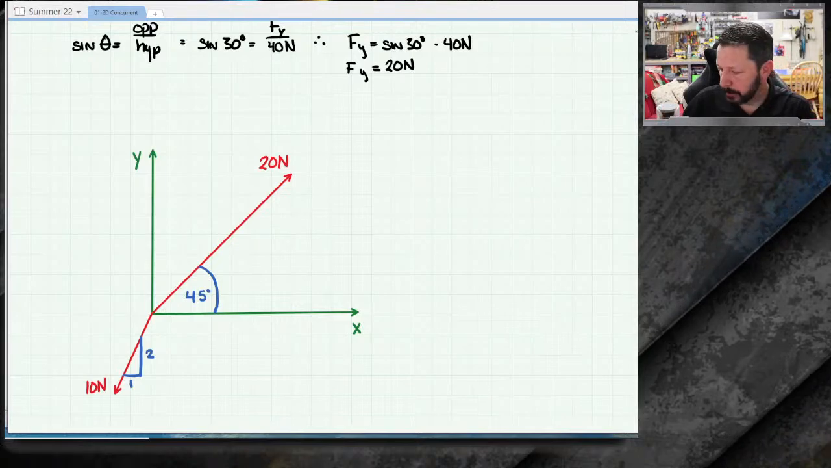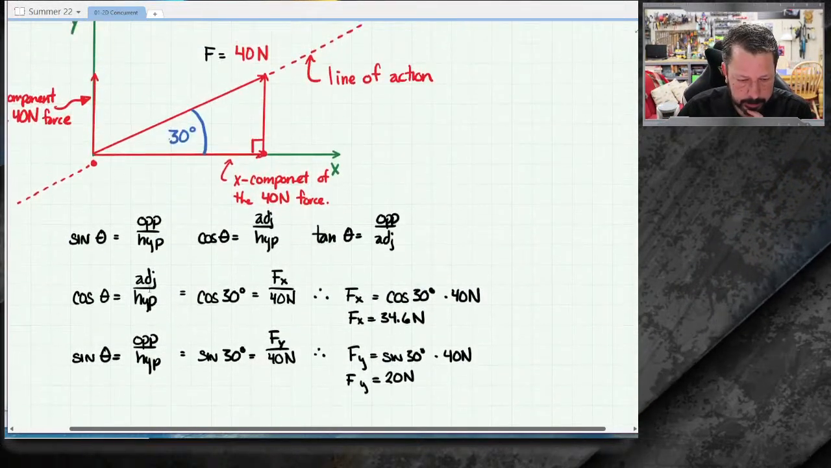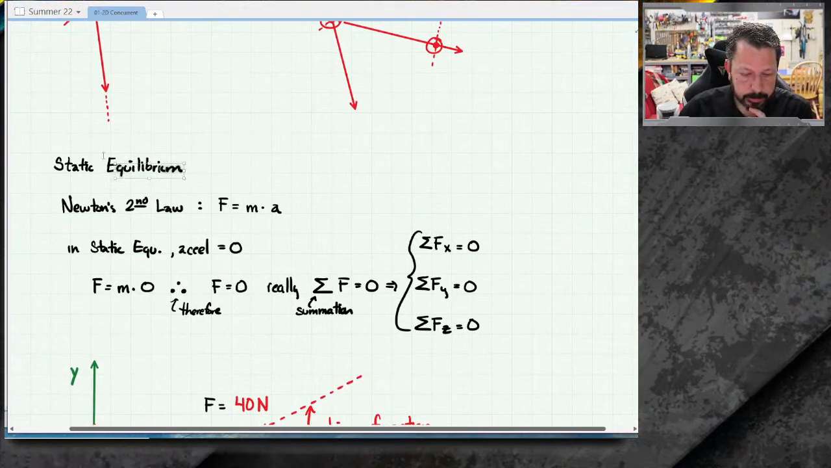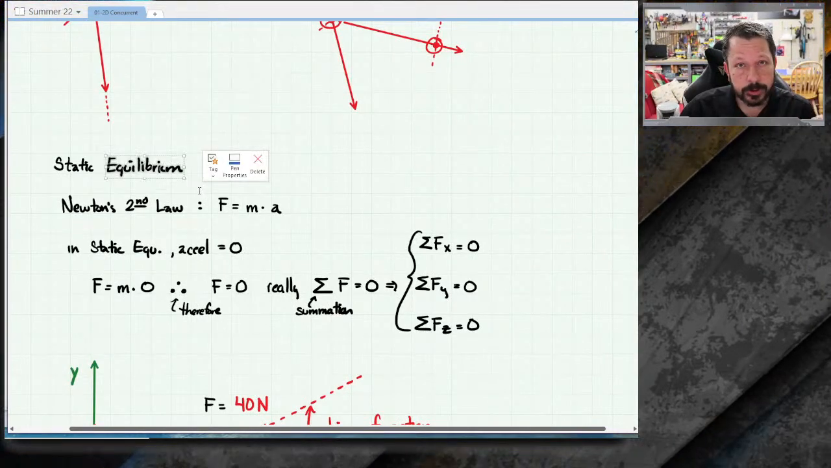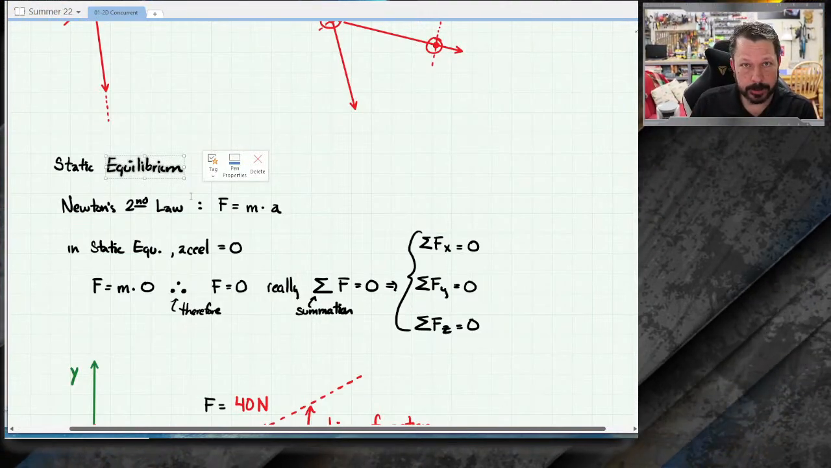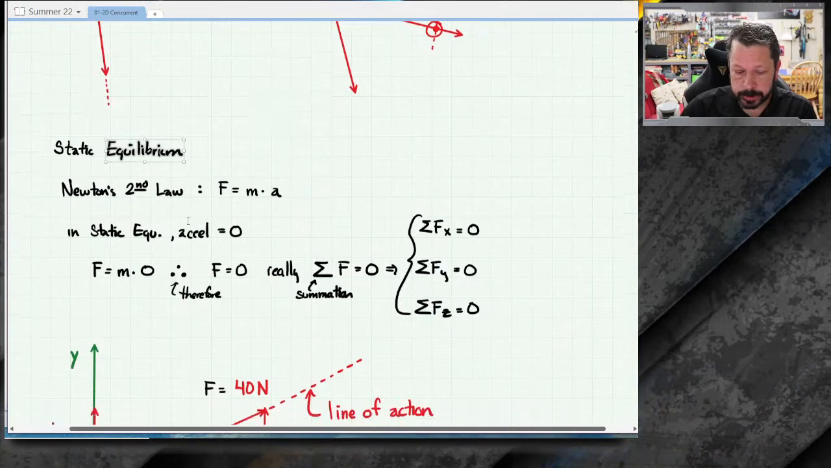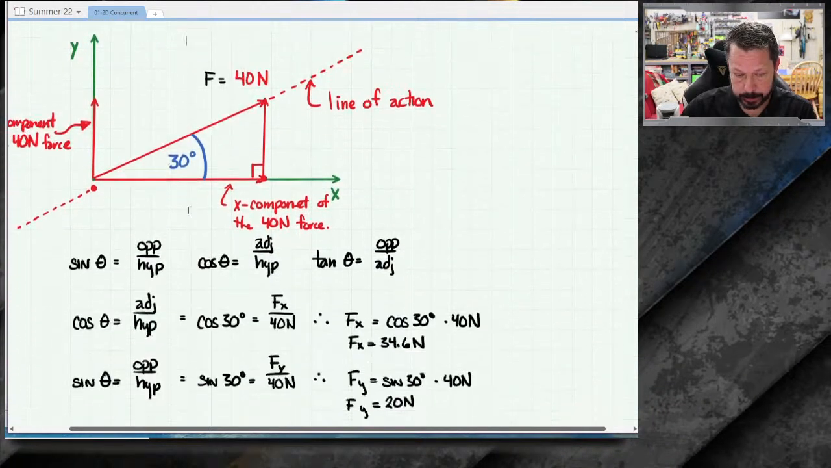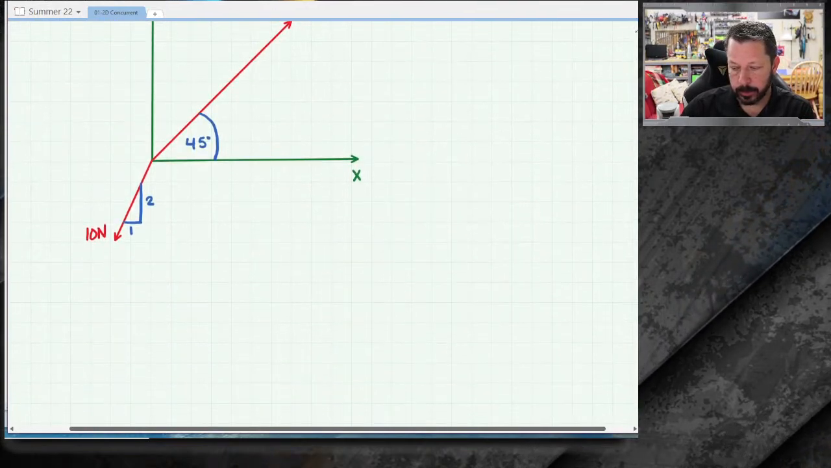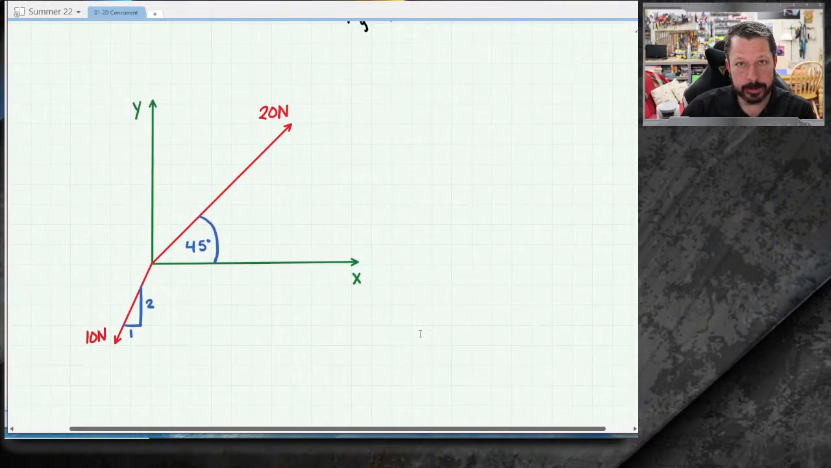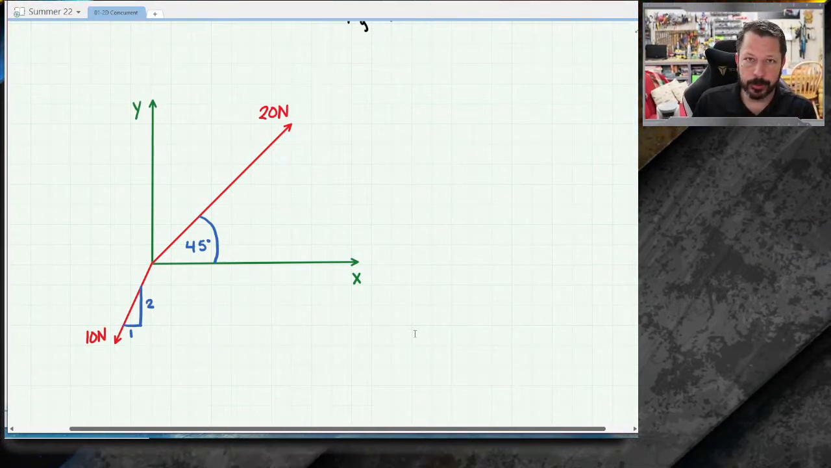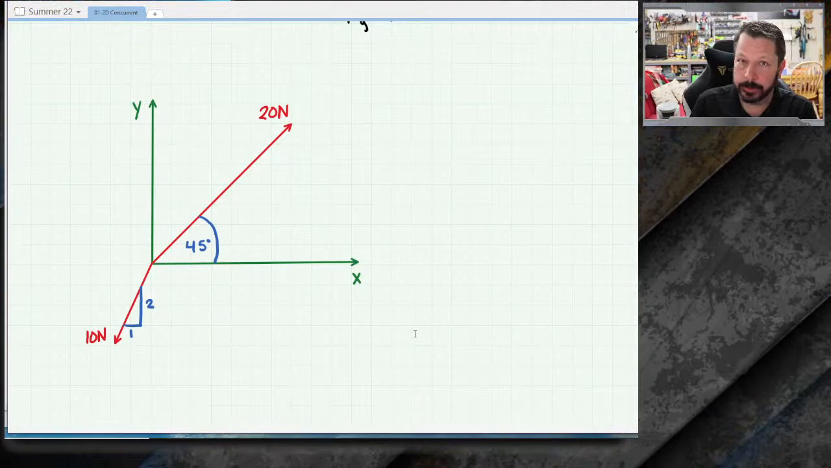Remember earlier we talked about static equilibrium here? We're not doing equilibrium yet. So equilibrium means that all these forces balance one another out. Right now we're just doing force components. So these two forces, this 20 Newton and 10 Newton, don't necessarily balance each other out and create an equilibrium system. These are just two forces that are floating around in space, and we want to add them together.